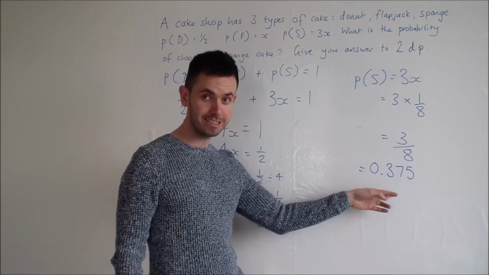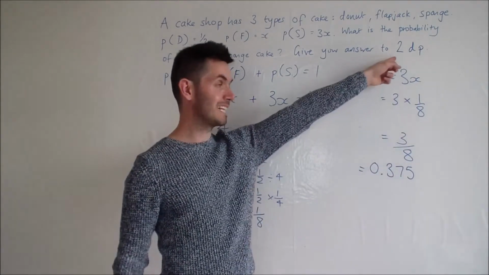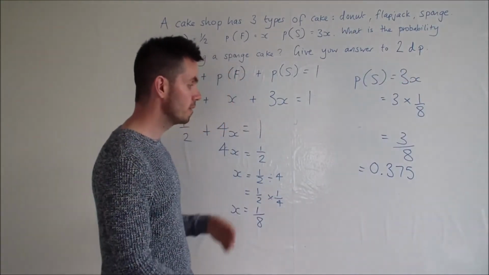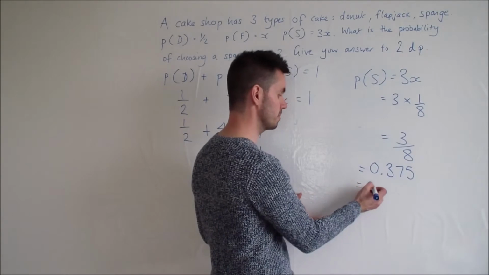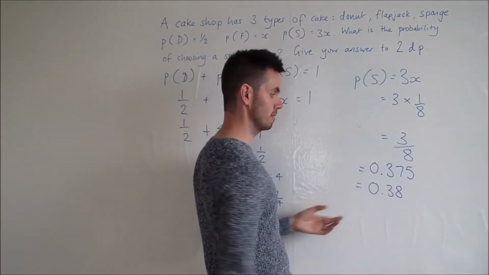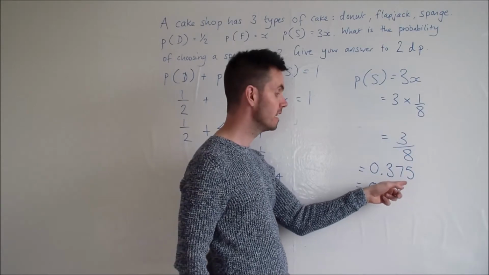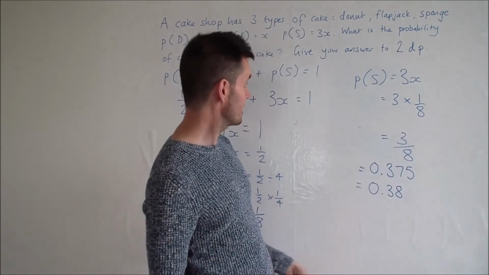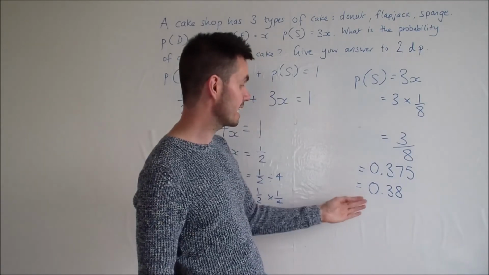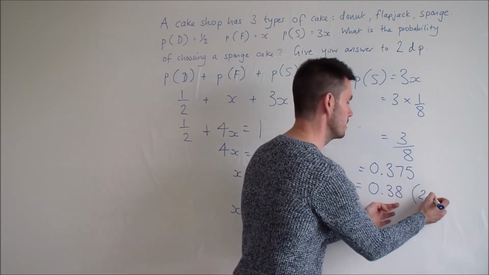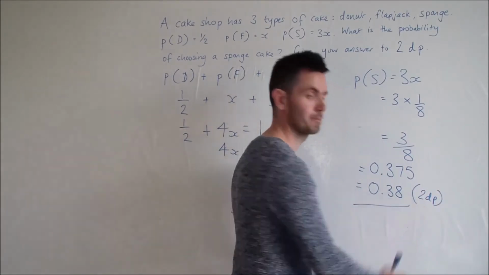Is that our final answer? No, it's not, because we're asked to give our answer to 2 decimal places, and we've got 3 here. So 0.375 to 2 decimal places is 0.38, because this 5 here tells us to round this 7 up to 8. So the probability of getting a sponge cake is 0.38, correct to 2 decimal places.